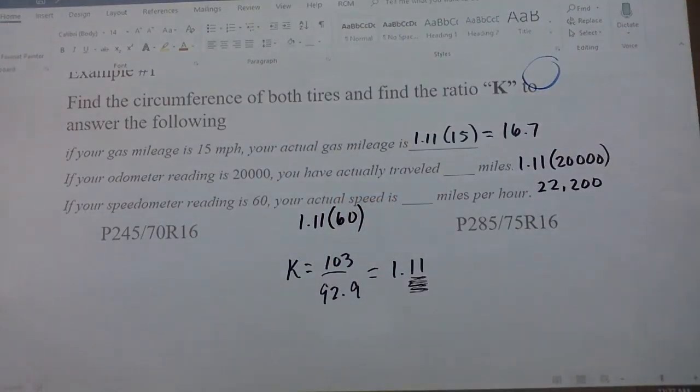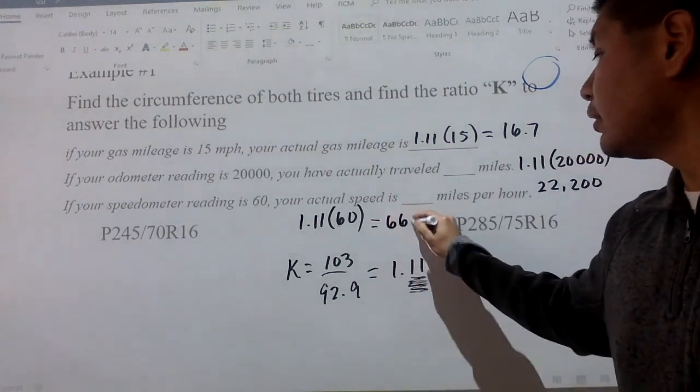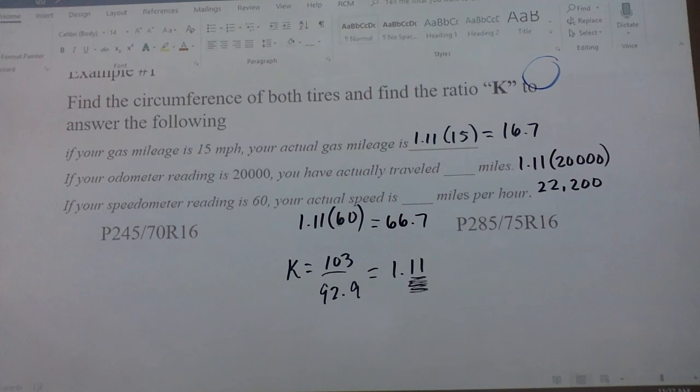going 60. In reality, you're not going at 60. Once you change to bigger tires, you are going at 66.7. Depending on the tires, you might get a ticket. That's why this came across.